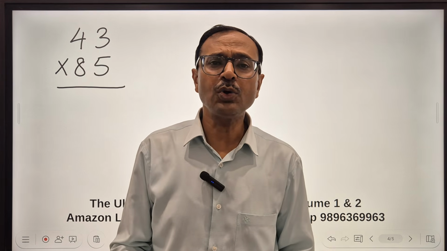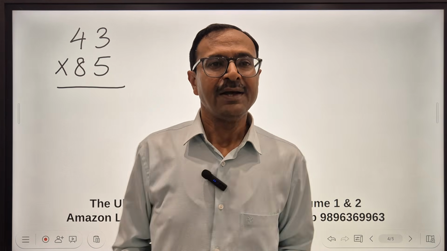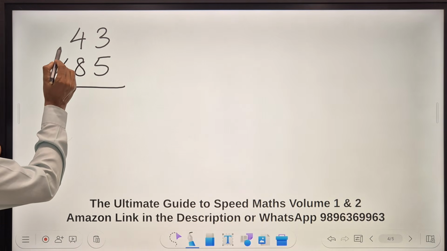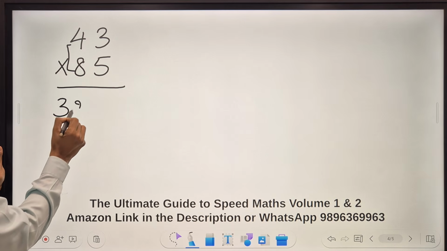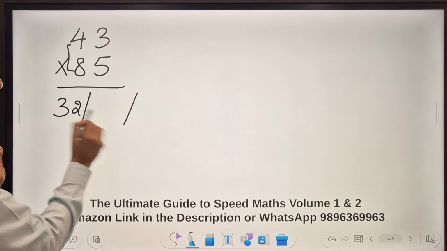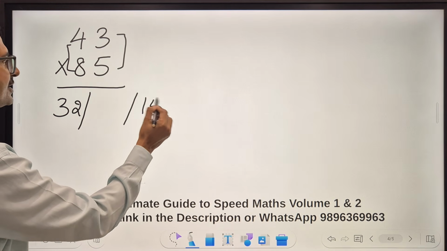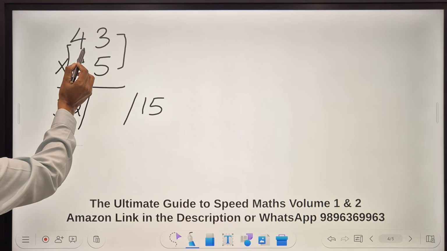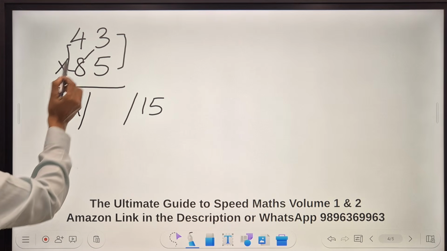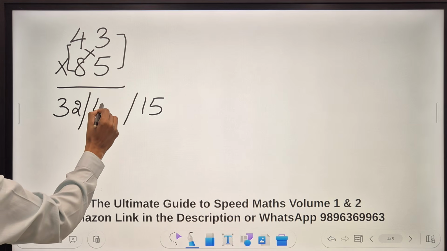Okay. And so what do you have to do? You have to write 3 different products. The first product is when you multiply the first digits, that is 8 fours are 32. The second product I will write later. The third one is 3 times 5, which is 15. So first and last is pretty elementary, right? In the middle, it is like crosswise. 8 times 3, 24. 4 times 5, 20. 20 plus 24 is 44.